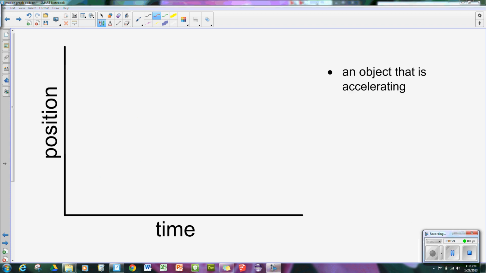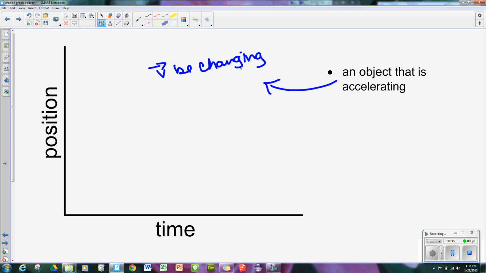Now let's consider an object that is accelerating. So an object that is accelerating, let's think about our terms again. V will be changing. And that could be increasing or decreasing. And it could be increasing in the negative direction, increasing in the positive direction, decreasing in the positive direction, or decreasing in the negative direction. So we have 4 choices about how it can be changing.